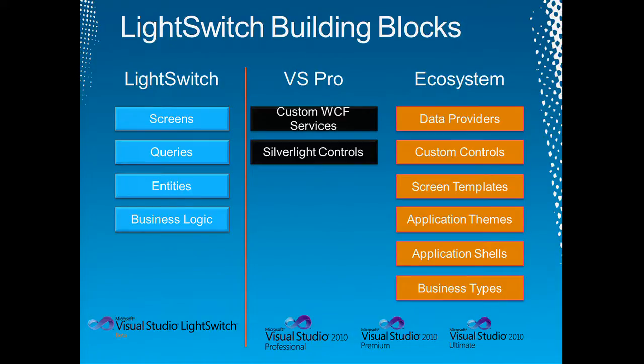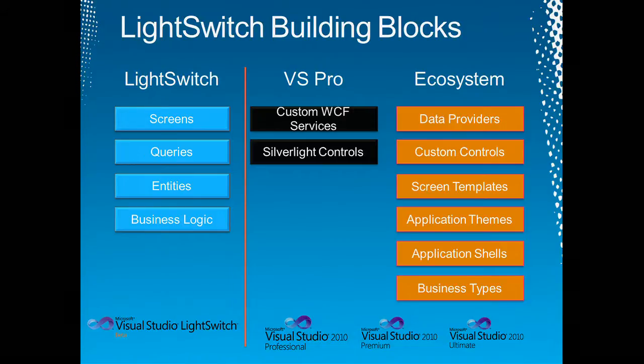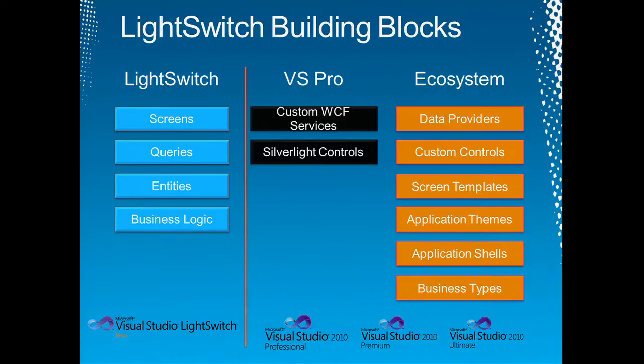However, if you want to start building the custom controls, there's Silverlight controls. You're going to need the Silverlight templates now. You start building the RIA services. You start creating extensions like shells and that sort of stuff. Then you're going to need at least Visual Studio Professional Edition.